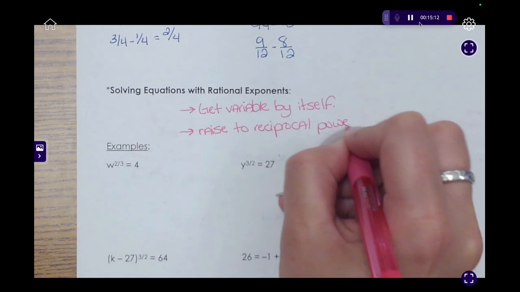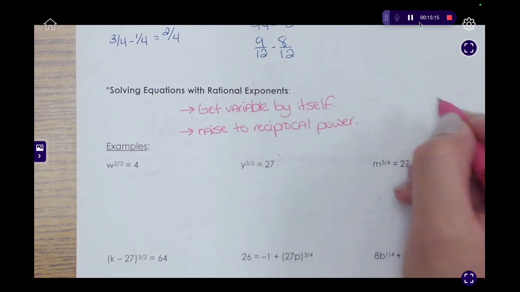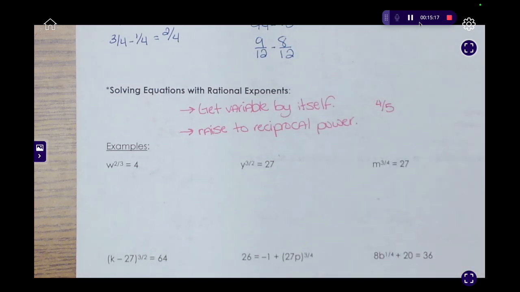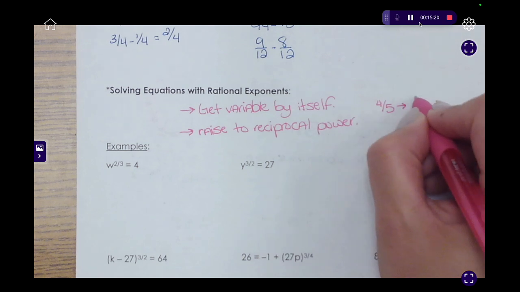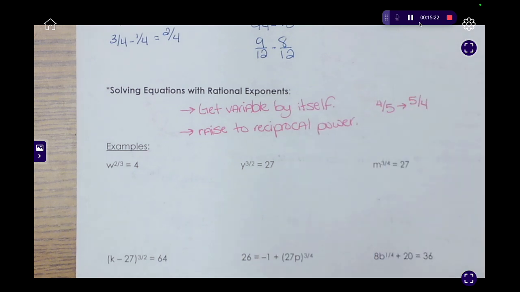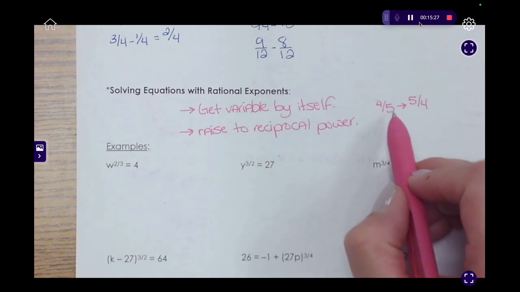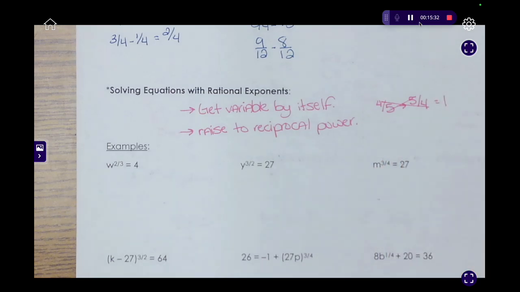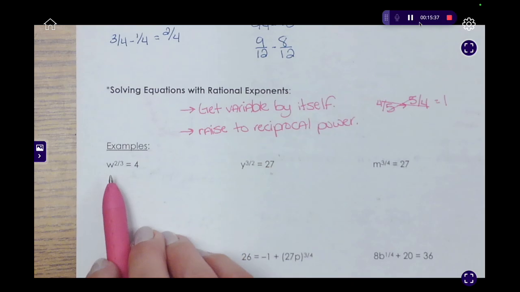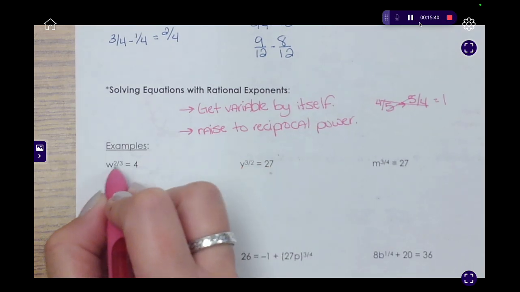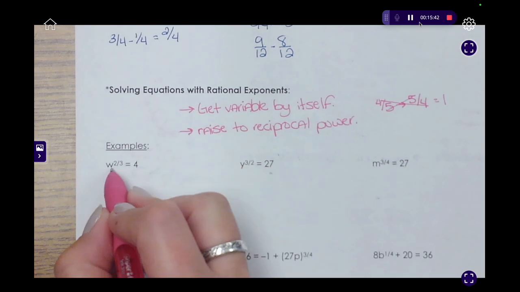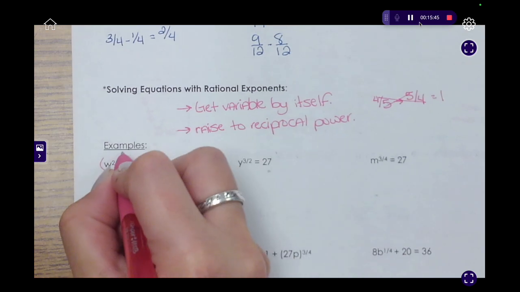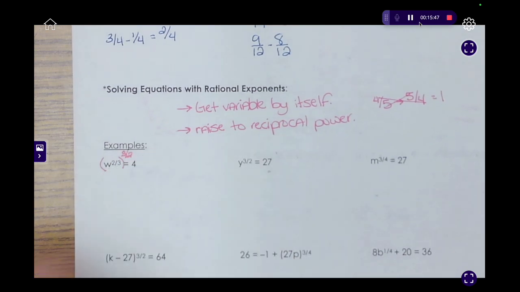So when I say raise it to the reciprocal power, if I have 4/5 and I ask you what's the reciprocal of 4/5, you're going to tell me 5/4. You just flip it. Okay, so I flip the numerator and the denominator, and when I look at that, every time you multiply a fraction by its reciprocal, those are going to cancel, and it's always going to give you 1. So that's why we multiply by the reciprocal. Okay, so looking at the first one, these are pretty simple. I have w to the 2/3 equals 4. I want to get that w by itself, so I'm going to raise this to the reciprocal power. So I'm going to raise it to the 3/2.